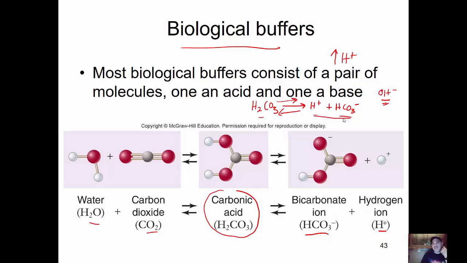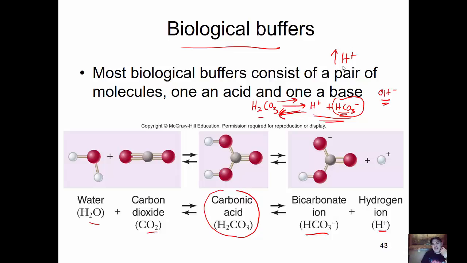there's only a certain amount of this that can exist on its own in the solution. So when we begin to add more hydrogen ions, what's going to happen is the hydrogen ions are going to combine with the bicarbonate and reverse the reaction the other way. So this then, the bicarbonate, acts as a base to pick up the extra hydrogens that we're putting in there, and it shifts the reaction back to the left.